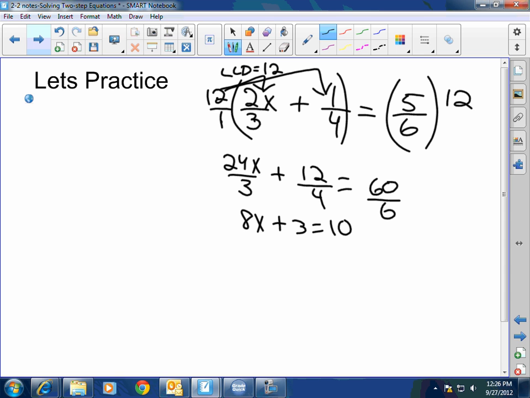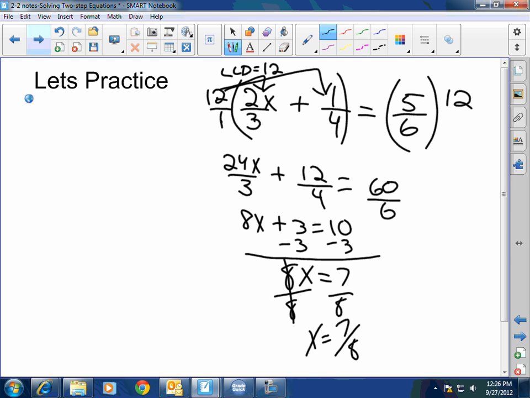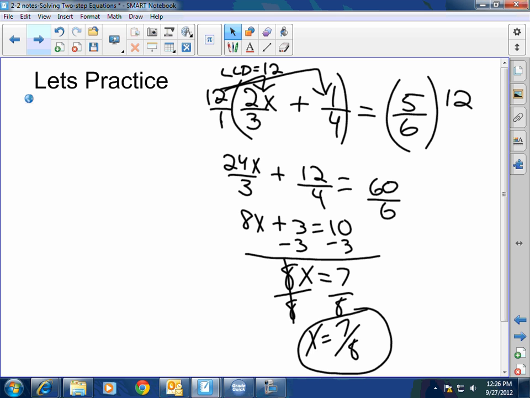Now it's easy. Subtract 3, you undo addition, subtraction first. Okay, then I got 8x equals 7. Divide by 8 to both sides to cancel out multiplication. X equals 7/8. That makes sense, boys? Does that make sense? You promise? Because I'm going to erase it now in a second.